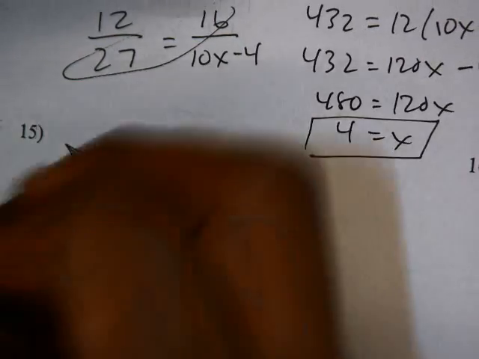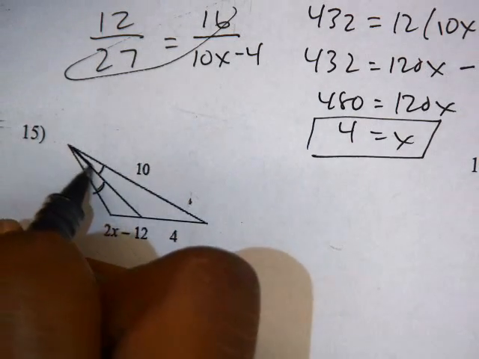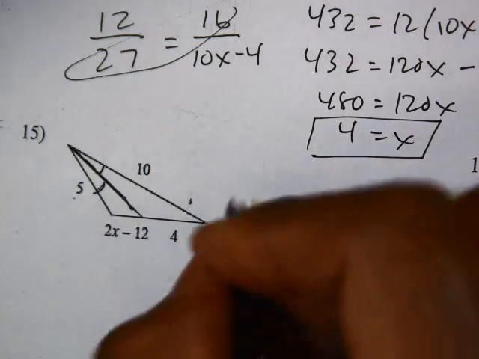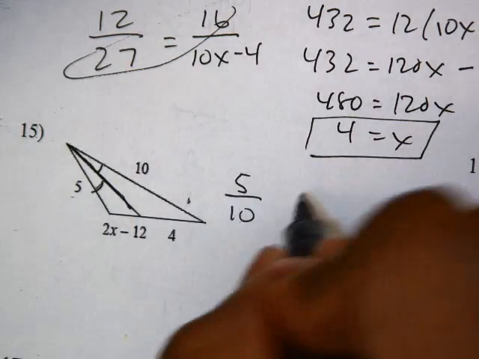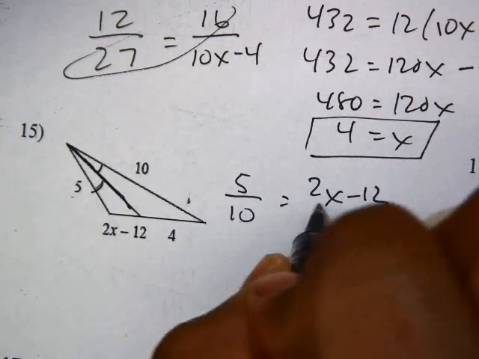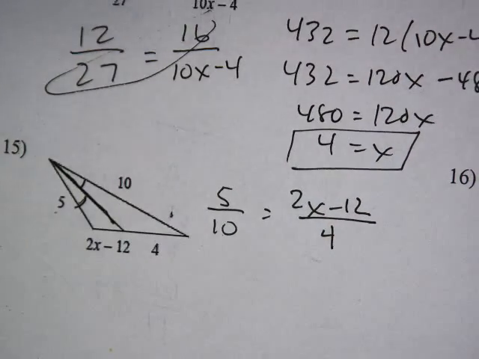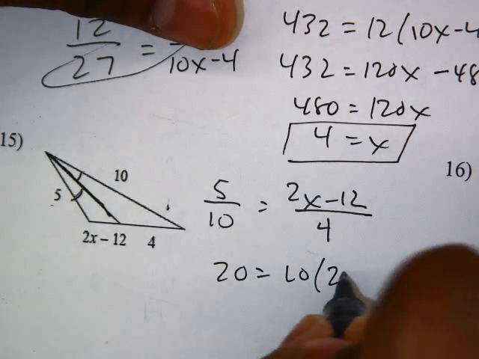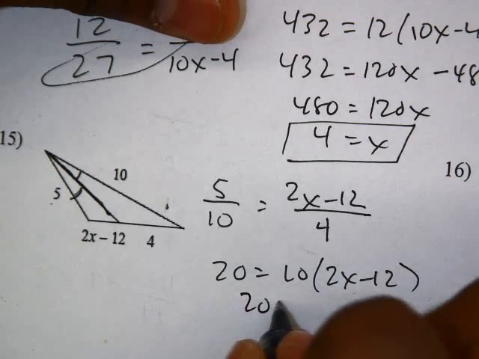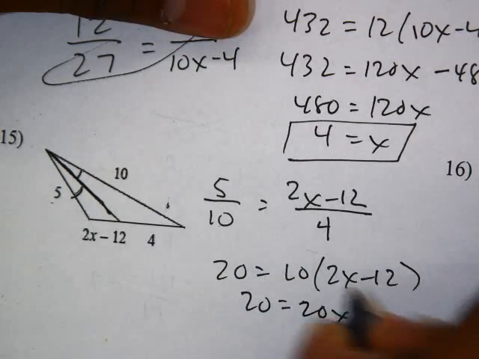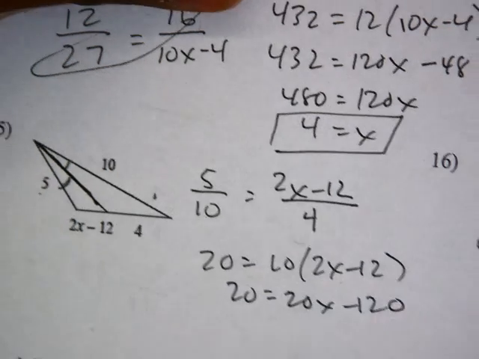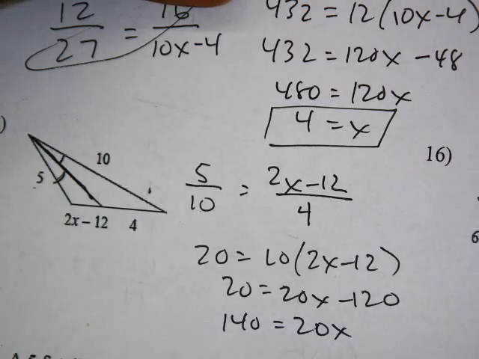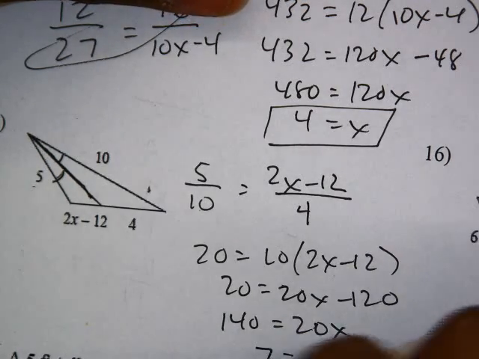In 15, this is an angle bisector. So when you bisect an angle like that, these parts here are proportional. This 5 to the 10, and the 2x minus 12 proportional to the 4. Again, cross multiply. 5 times 4 is 20. 10 times 2x minus 12. 10 times 2 is 20x. 10 times 12 is 120. Add the 120 and divide. X is 7.